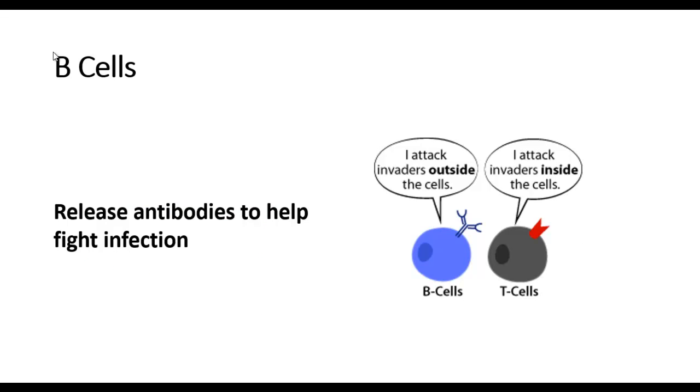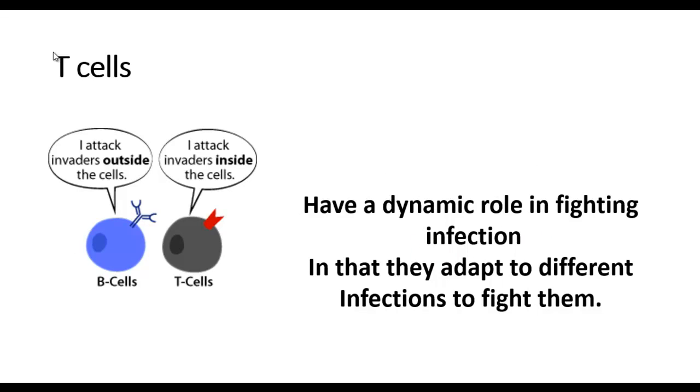Okay, B cells release what are called antibodies. You may have heard of this before. Antibodies are a good thing. They actually fight the infection. That is the role of a B cell. B cells are found in lymphocytes. T cells are a little bit more dynamic in that they actually adapt, mutate, change to fight the different specific infection. It's really quite amazing when a body is infected with something. T cells will actually change to adapt to fight the infection.